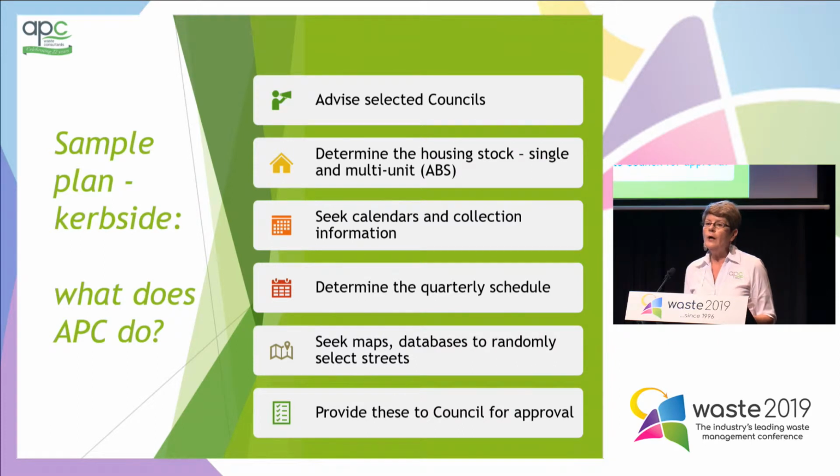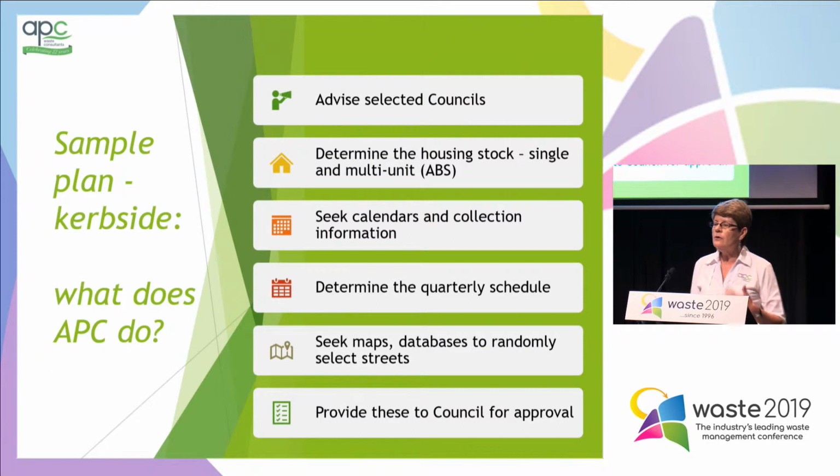Each quarter we get a list of councils to audit from the statisticians by the EPA. We contact each of you and say you've been nominated for this month. We need to determine the housing stock: the proportion of single dwellings to multi-unit dwellings in each council. So if you're a council with 70% single dwellings and 30% MUDs, our 100 household sample is 70 single dwellings and 30 MUDs collected at the same time.